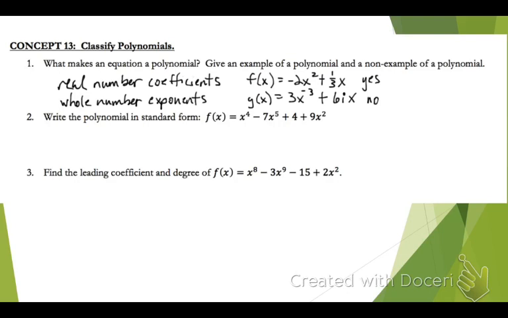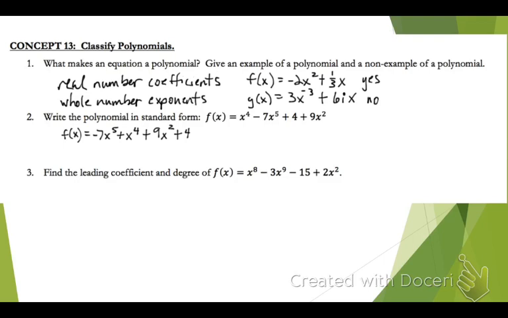Number 2, in standard form, you just want to make sure that the greatest exponent term is first. So you just scan your polynomial and notice that x to the 5th is your biggest power. And then you just rearrange those terms and work your way down. So we have x to the 4th, and then 9x squared, and then finally 4.